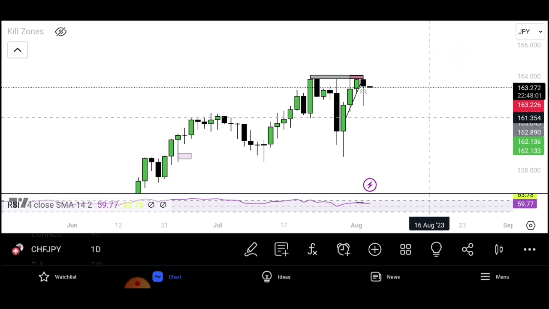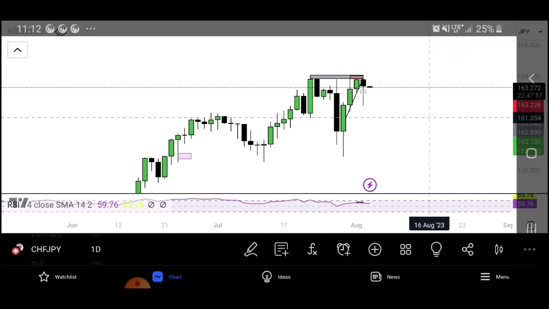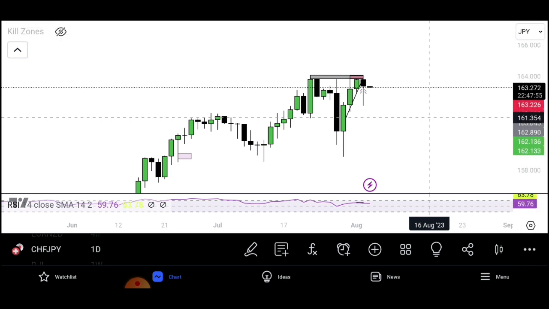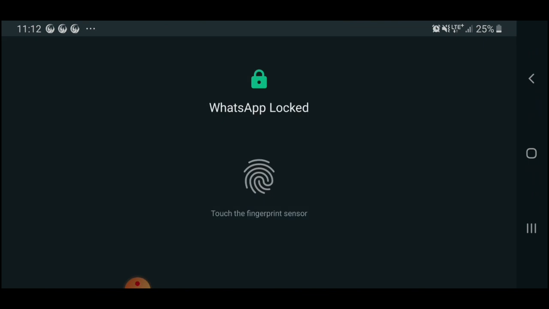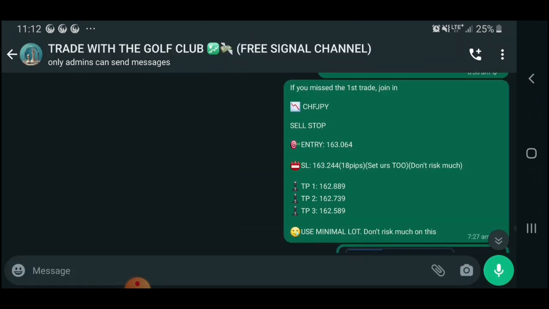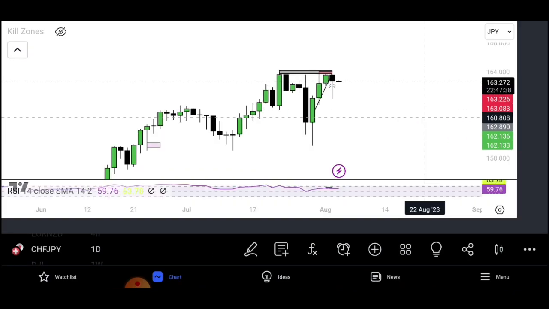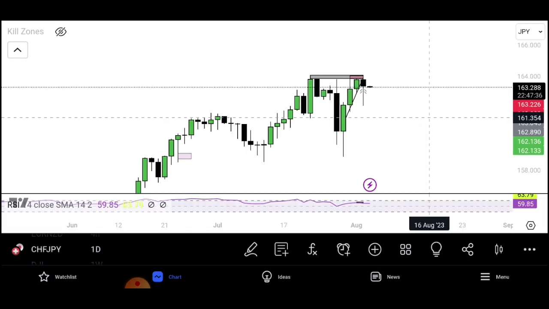I'll be showing you my analysis, what I was looking at before I dived into the trade for sales. I dropped this trade signal on the community, and this is the evidence that it was dropped. You can see we dropped this trade around 7:27 a.m. in the morning, CHFJPY sell stop. I'll show you why I jumped into the quick sell.